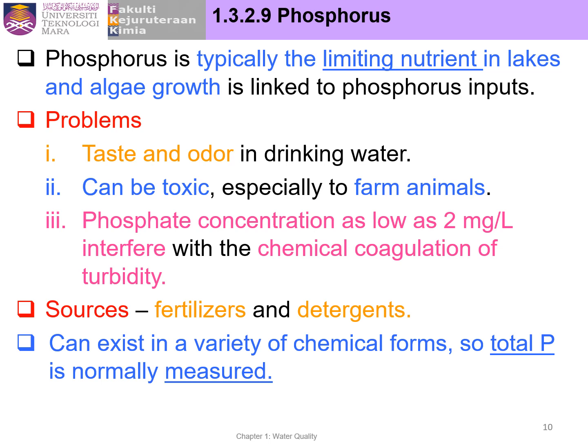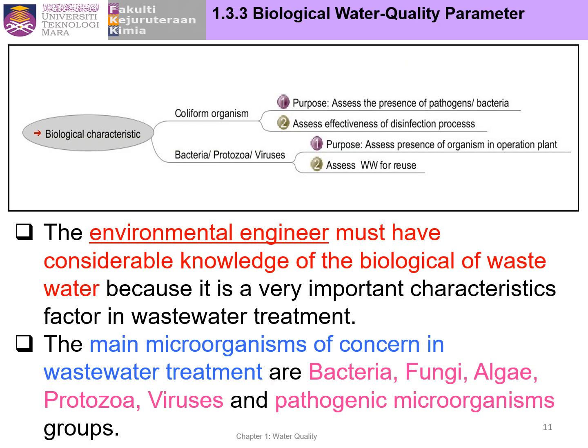And it can exist in a variety of chemical forms. So total P is normally measured. Okay, so it means that for phosphorus, we go for the total P. Total P means total phosphorus. Okay, enough for the chemical parameters.